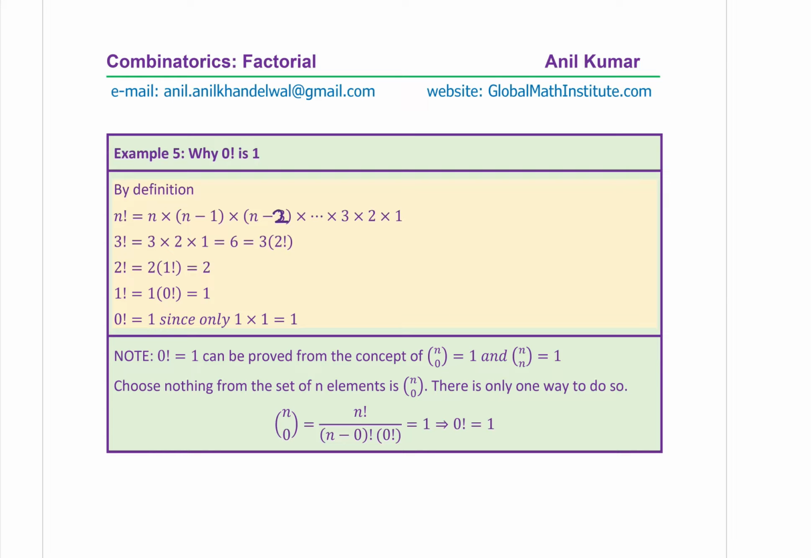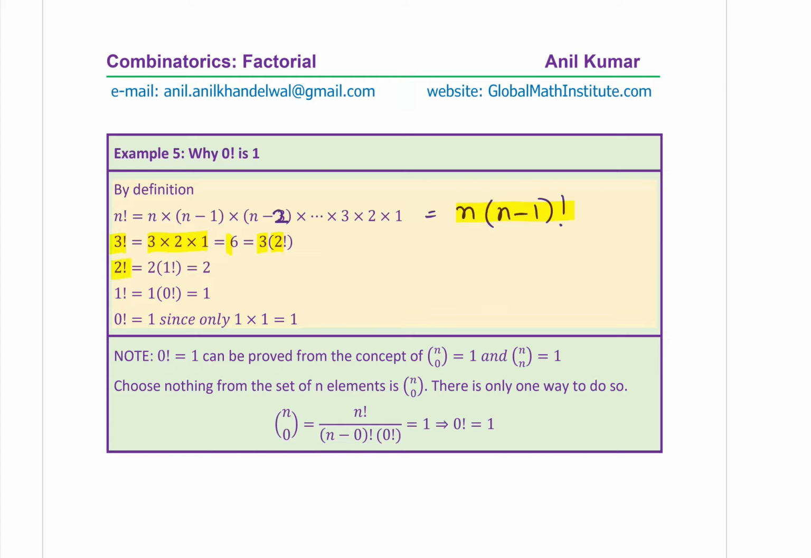And we also saw that this could be written as n times (n minus 1) factorial. That is the key, correct? So we can write 3 factorial, for example, as 3 times 2 times 1, which is 6, or 3 times 2 factorial using this particular rule. Okay, so 3 times 2 factorial, which is 6.